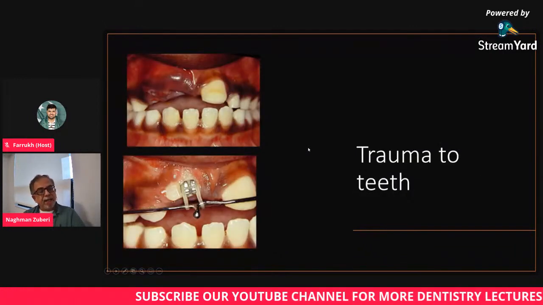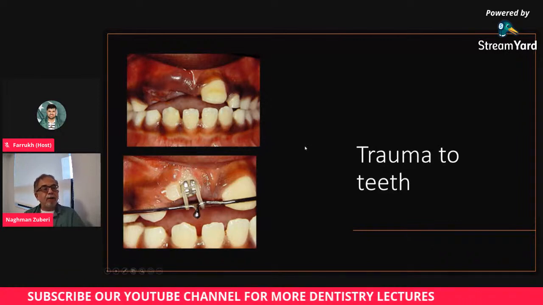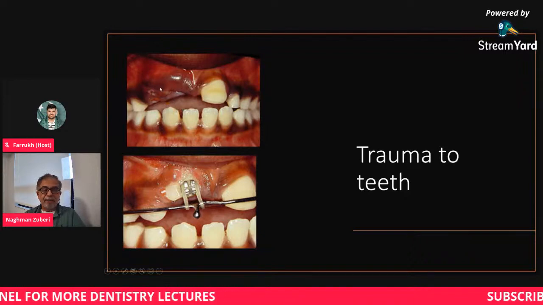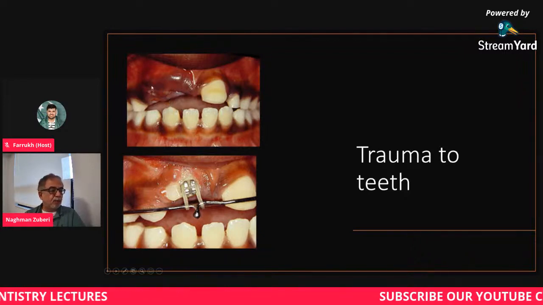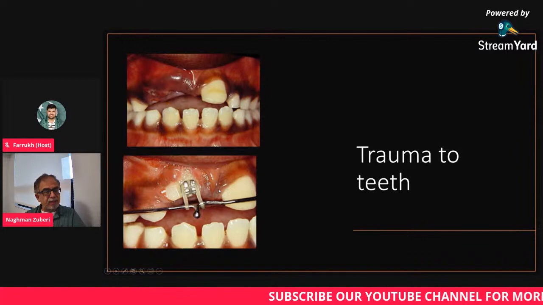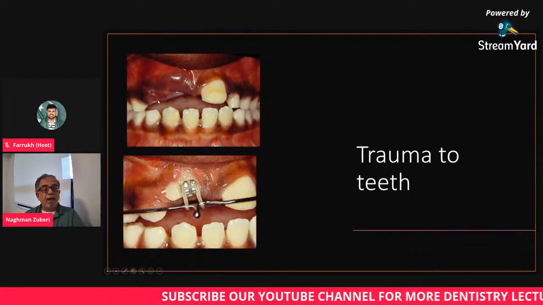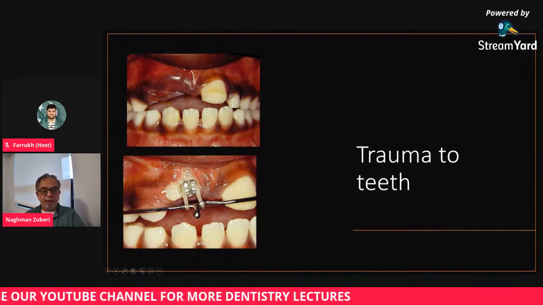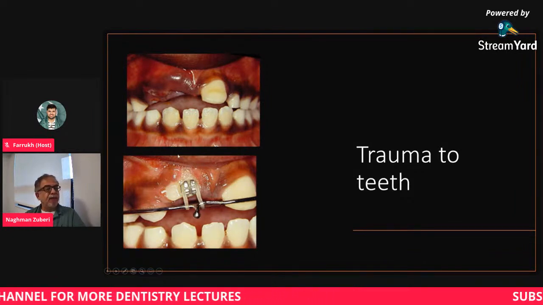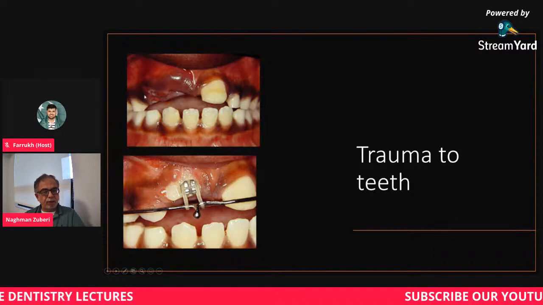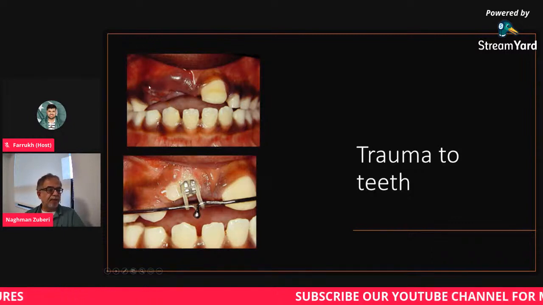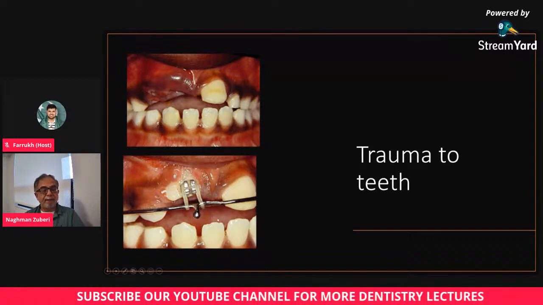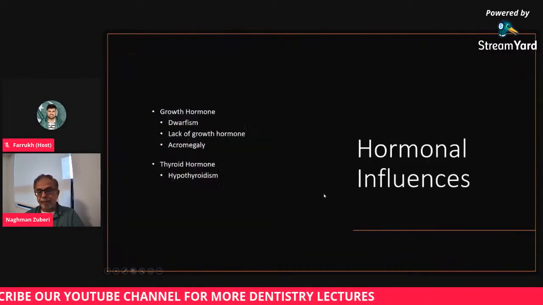Well, other than trauma to the jaw, trauma to the teeth also leads to the development of malocclusion, like intruded teeth, avulsed teeth, or displaced teeth. At times, they could re-erupt, but if they are not re-erupting after a certain period of time, then orthodontic assistance would be required to bring them back into the occlusion.